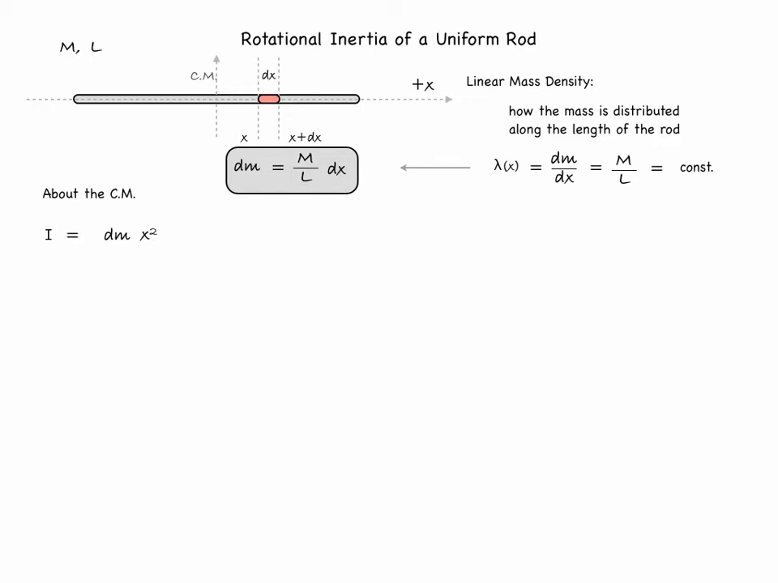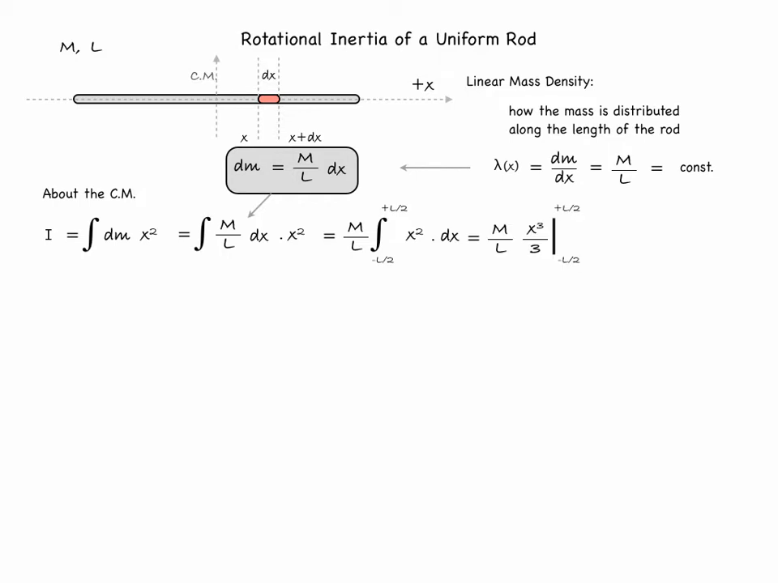To find out the rotational inertia of the entire rod, we will need the rotational inertia of all such rod elements. In other words, we will need to calculate the value of the integral of dm x squared. Replacing dm with its value of m over L dx, we get for the integral m over L integral of x squared dx. Now we must determine the limits of that integral. The rod extends half of its length to the left and right of the center of mass axis, and so the limits for x must be minus L over 2 for the lower limit and plus L over 2 for the upper limit.